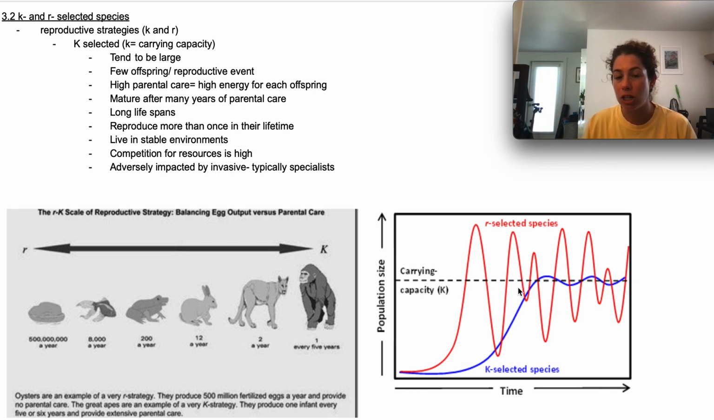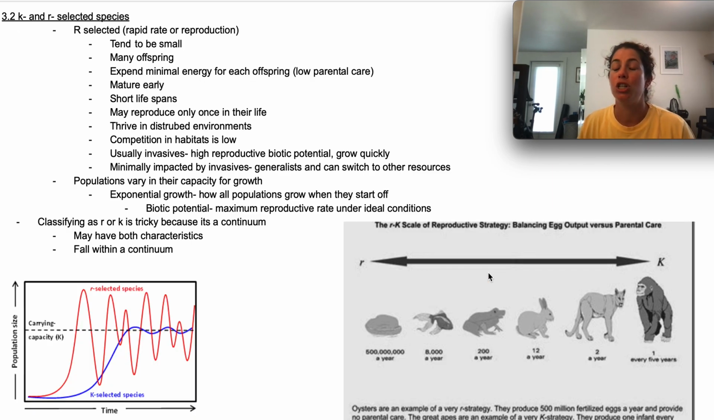Now, the reproductive strategy opposite of K is R, which we can think of as rapid rate of reproduction, or rapid reproduction. So these guys are not hanging out around carrying capacity. They are going to be fluctuating wildly around their carrying capacity because they're not controlling for population growth. So generally they're small, they're reproducing a lot of offspring. They're not putting a lot of energy into each offspring, so low parental care. They're maturing early, and they're reproducing maybe only once in their lifetime.